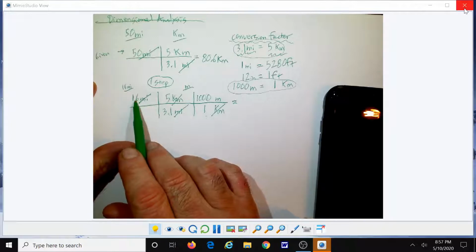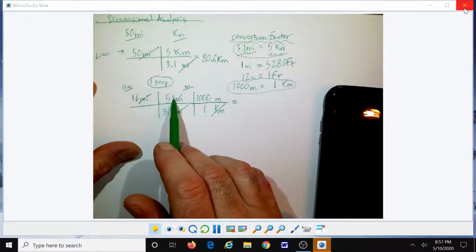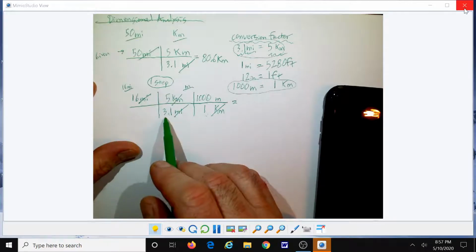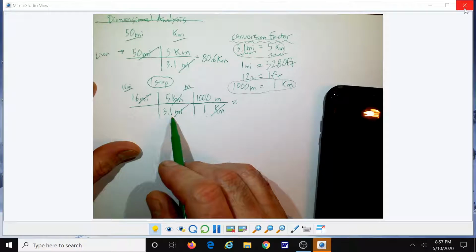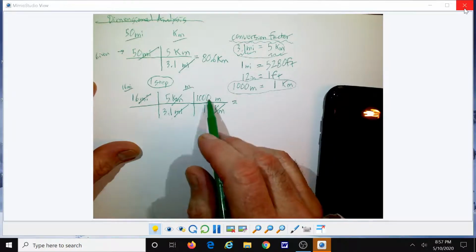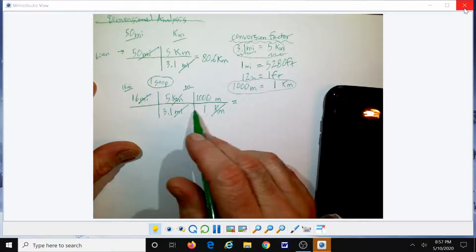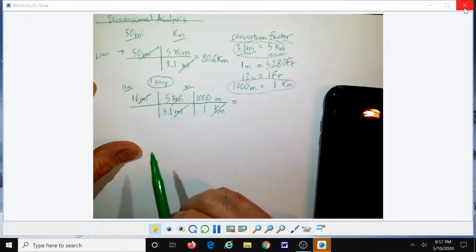So here, I get 16, and I have 5 right next to it, and they're in the numerator, so I multiply those. And then I have this 3.1 to work with, so I'm going down. It's in the denominator, so I'm going to divide by 3.1. And then I have this 1,000 up here in the numerator. Okay, I'm going to multiply by that. And then I have this 1 down here in the denominator. I'm going to divide by that.